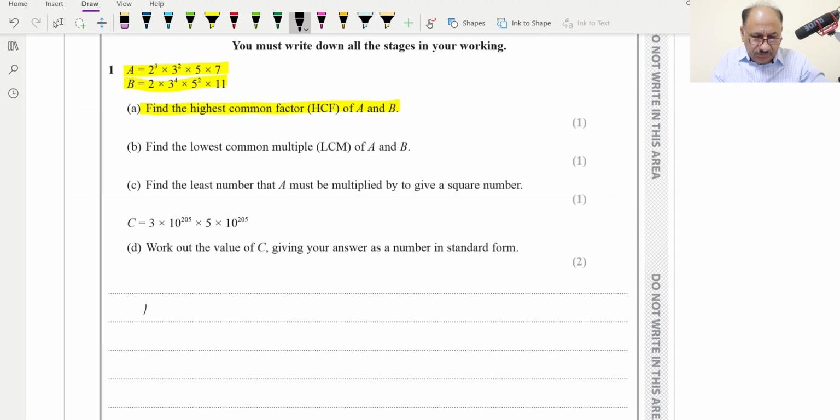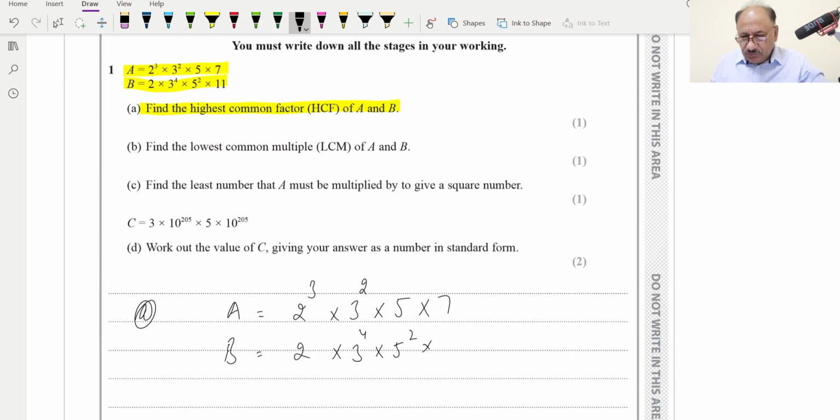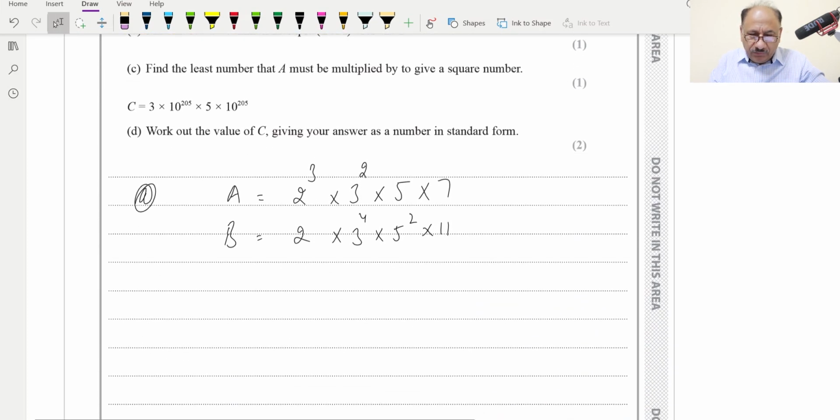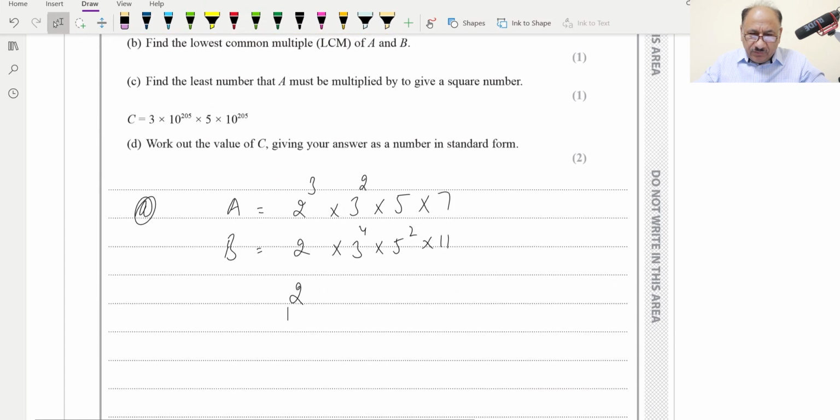So for the highest common factor, we will write A is equal to 2 raised to power 3 into 3 square into 5 into 7. Similarly, B is given as 2 into 3 raised to power 4 into 5 squared into 11. This is our A and B. Now we will take whatever is common. The common is the minimum power which we will take out. So this will be the HCF, highest common factor we are supposed to find.